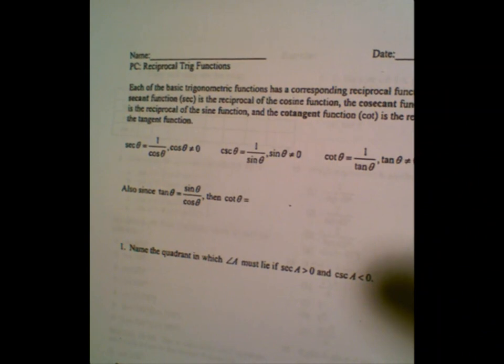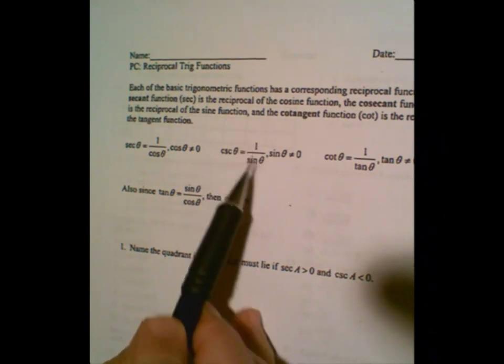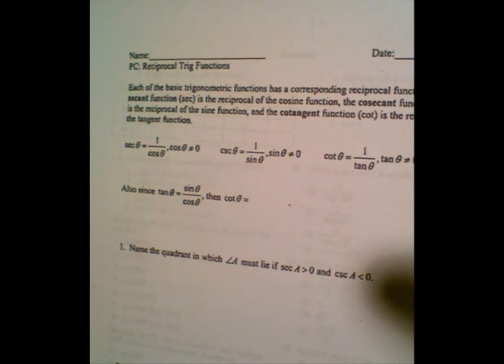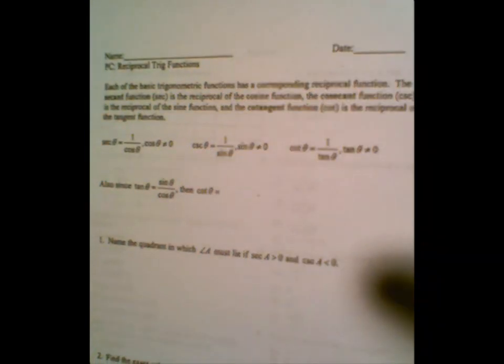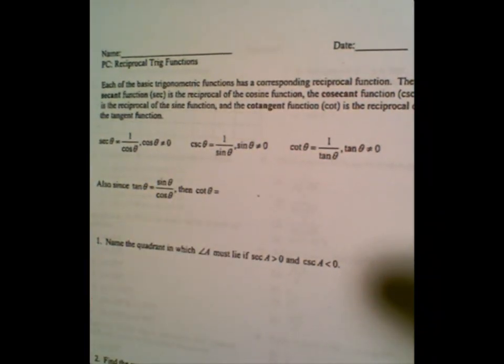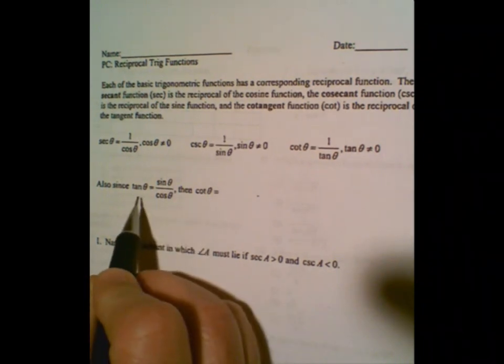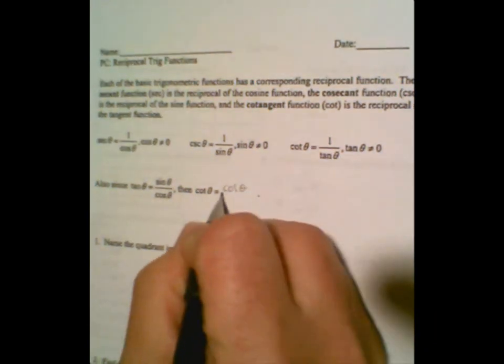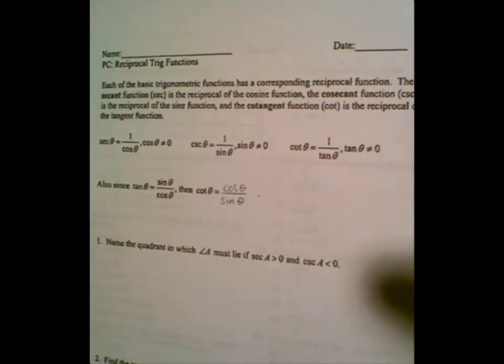We're going to be doing a little more revisiting of reciprocal trig functions, okay? We already know that secant is equal to 1 over cosine, cosecant is 1 over sine, and cotangent is 1 over tangent. And just so you know, when you see 1 over, that means the reciprocal of. So, also, since tangent is sine over cosine, and cotangent is the reciprocal of tangent, then cotangent is equal to cosine theta over sine theta.